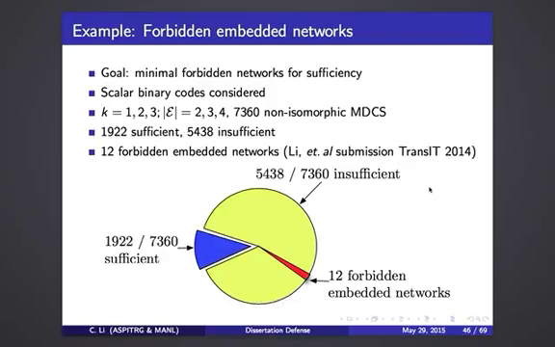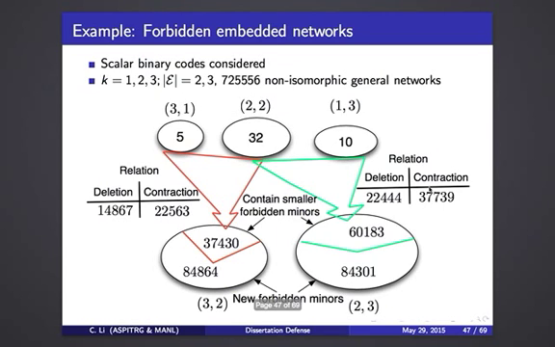So after considering all embedding operations, we can build a forbidden minor relationship between networks for which a class of codes do not suffice. For instance, in our previous journal submission, for the more than 7,000 MDCS networks, there are more than 5,000 networks for which scalar binary codes do not suffice. But there are only 12 forbidden minors among them. So similar results can be obtained for general networks.